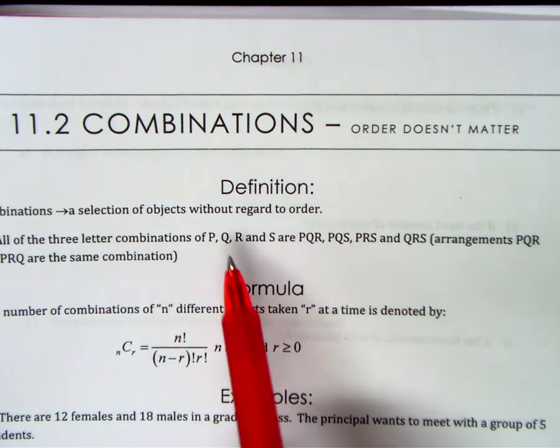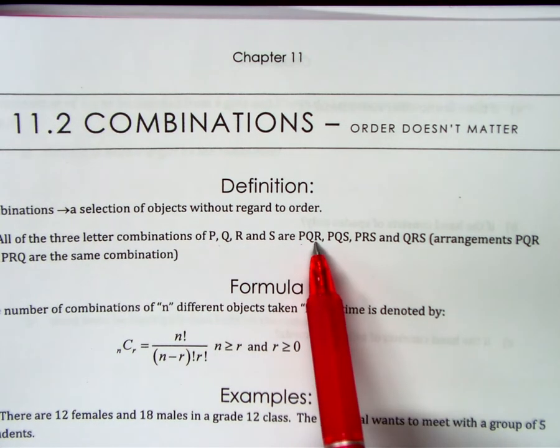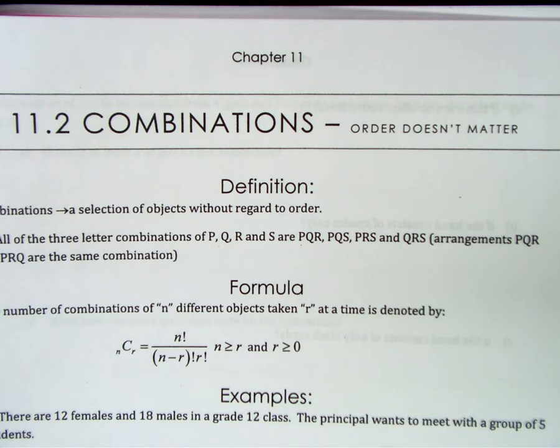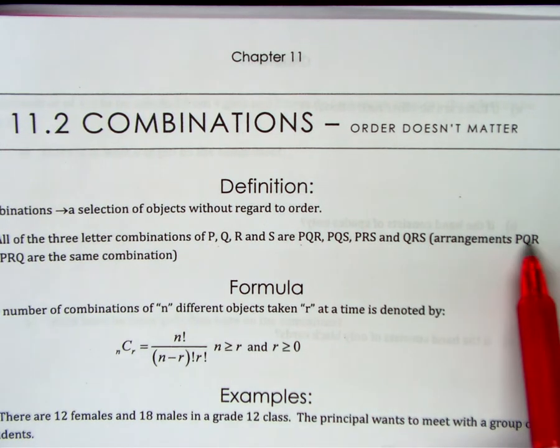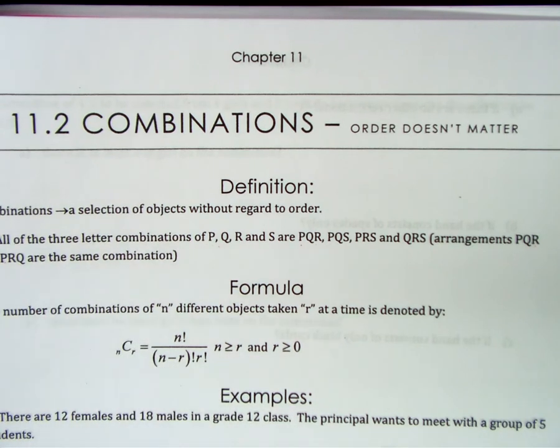So this is the example. PQR and S. So PQR, PQS, PRS and QRS are all arrangements. The arrangement PQR and PRQ are the same combination. It doesn't matter what order those letters are in. They're looking at those three letters.